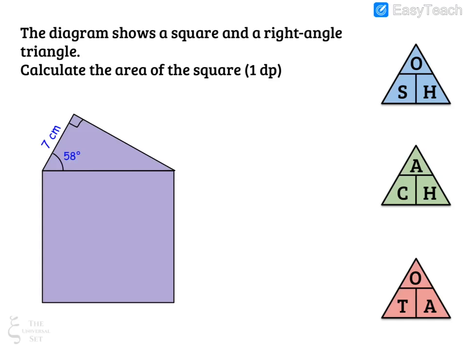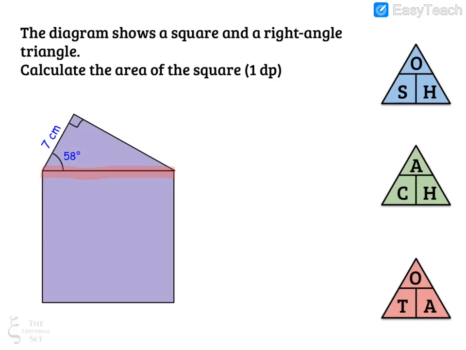So if I'm going to calculate the area of a square, that's length times breadth, isn't it? But because it's a square, those two are going to be the same. The length and the breadth will be the same number. So if I can work out what one of those numbers is, this one say, then I'll be able to work out the whole area of the square. So that means I need to work out what this length here is. That's the one I'm going to need to find.